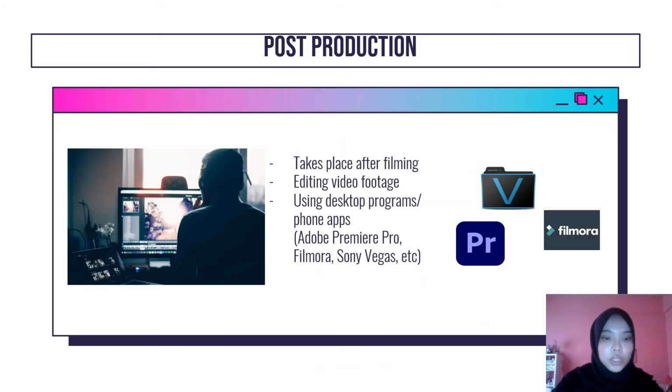Alright, so moving on, the last stage in the video production process is the post-production stage. This stage takes place after filming, and it's when you start putting all the raw footage and audio together. It is known as the stage of compiling and editing, where the video finally comes together.